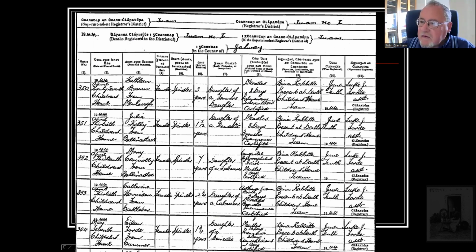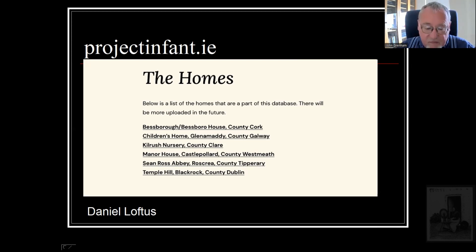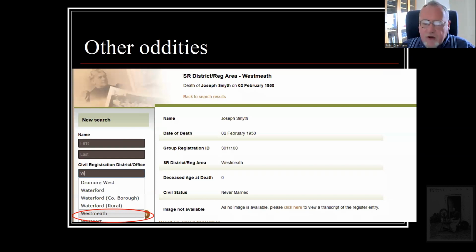The qualification, present at death, children's home, Tuam. All dead. 3, 1.5, 7, 2 1/4, 1 3/4. This is social history. This is political even. And there is this man, Daniel Loftus, who's an undergraduate in University College Cork, has started a project called projectinfant.ie to name all the children in these homes using the IrishGenealogy.ie. So name the children who died in the homes. It's a wonderful project.